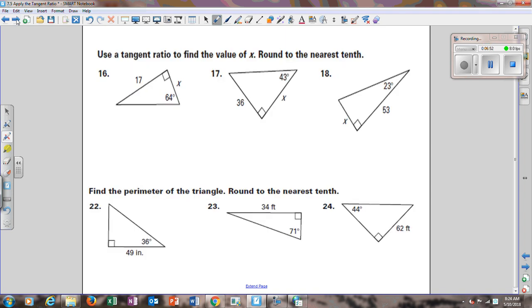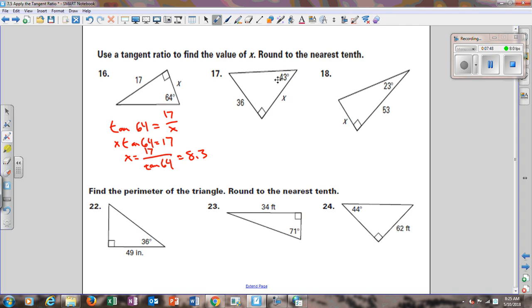All right, use the tangent ratio to find the value of x, round to the nearest tenth. Okay, so we have 64 degrees here, and it's opposite over adjacent, so that would give you tan 64 equals 17 over x. Multiply by x, you get x tan 64 equals 17. Divide by tan 64, you get 17 over tan 64. Divide that out, you get 8.3.